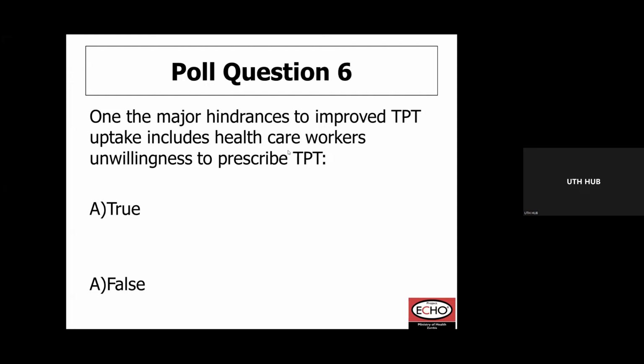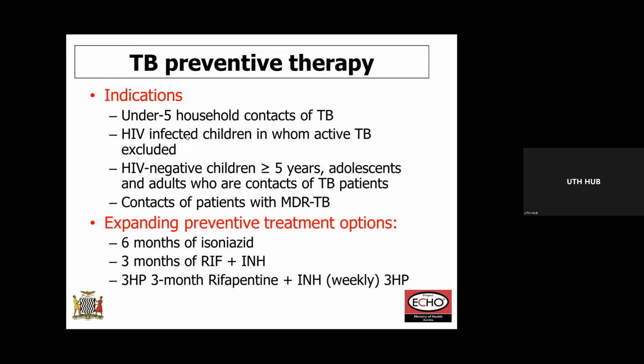Okay, so indeed it's true. Most of the time, healthcare workers have a problem. They don't want to prescribe the TPT. So I'll quickly say the indications. All children under the age of 5 who are contacts of TB are eligible. We've now expanded the eligibility group to include children, adolescents, and adults above the age of 5 to receive TPT if they have significant contact with a TB person, so long as you've excluded active TB disease.